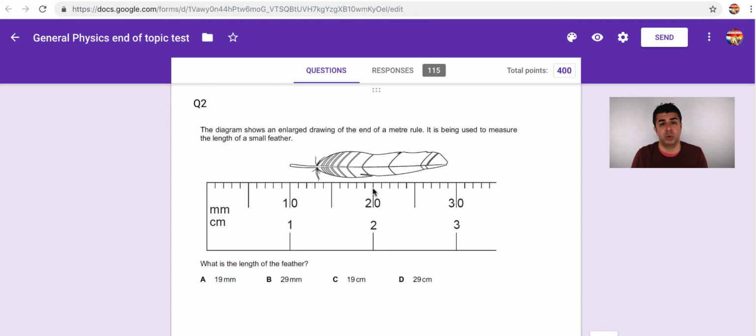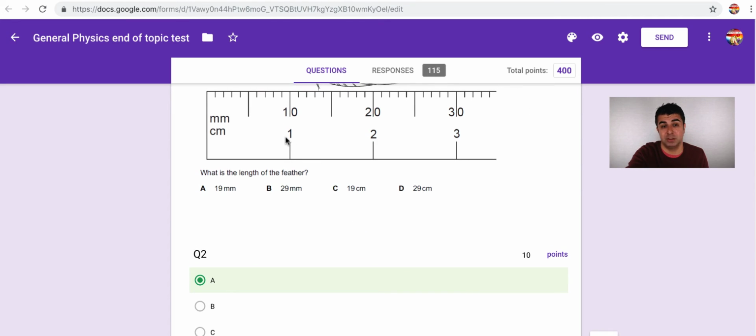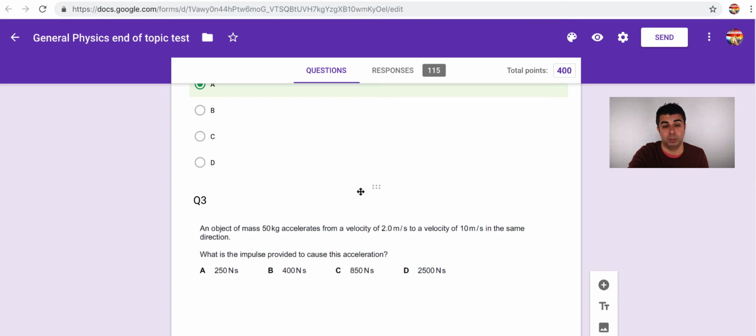The difference between 10 and 20 is quite clearly 10. 10 divided by 10, each increment represents 1 millimeter. So we've started at 10 millimeters and we've finished at 29. 29 minus the 10 will give us 19 millimeters. Now, millimeters, not centimeters. The centimeter scale is at the bottom. So the answer has to be A.